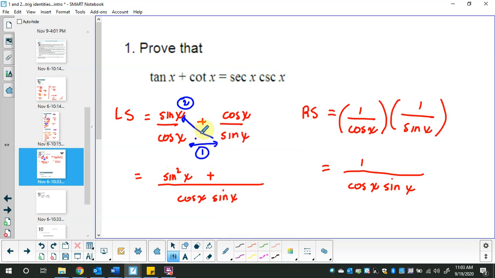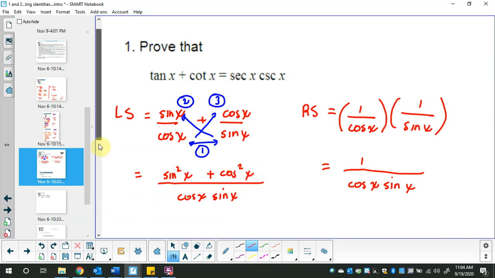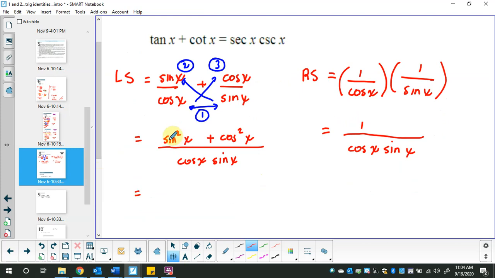3. Don't say it's babyish if it works. Cos x times cos x is cos squared x, and I shouldn't have to convince you that this is awesome. Pythagorean identity number 1, and they match. And we get that. All right.